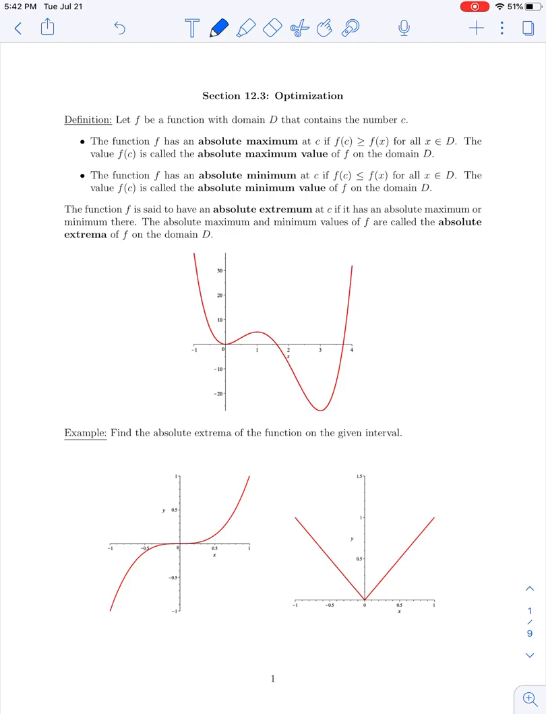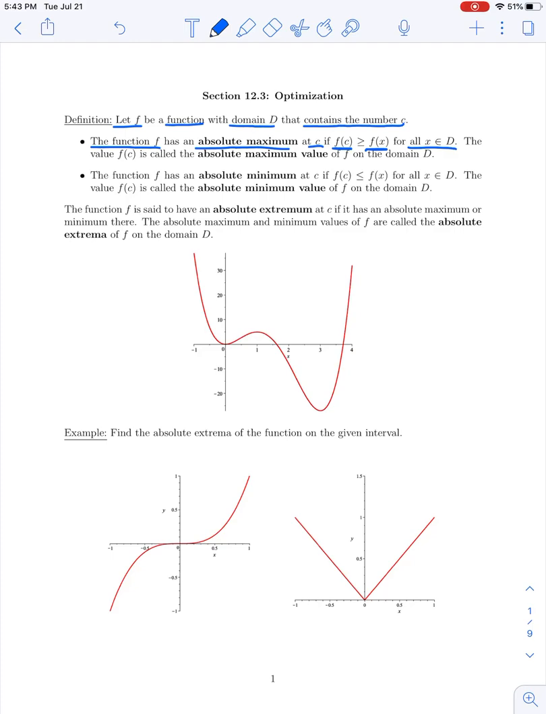like this. So let's start by introducing a little bit of terminology. So let's suppose that f is some function which has a domain capital D, which contains the number c. So in other words, the domain of our function is D, and our function is defined at c. So we would say that the function f has an absolute maximum at c if f of c is greater than or equal to f of x for all values x in the domain of the function.